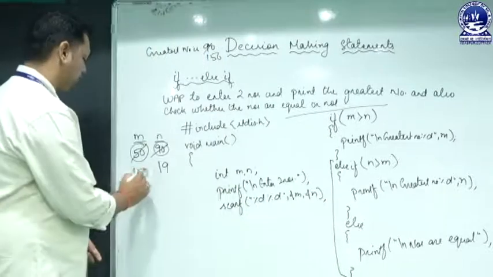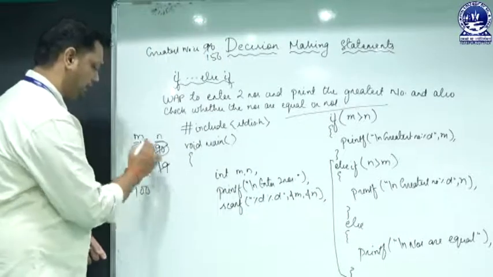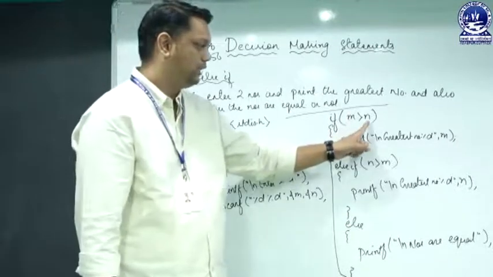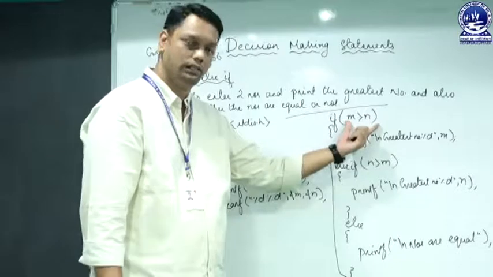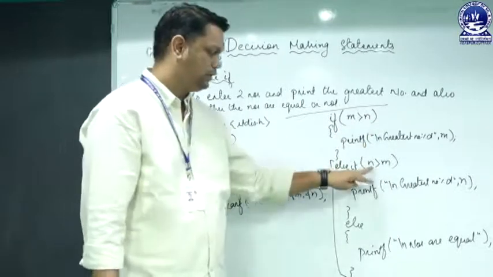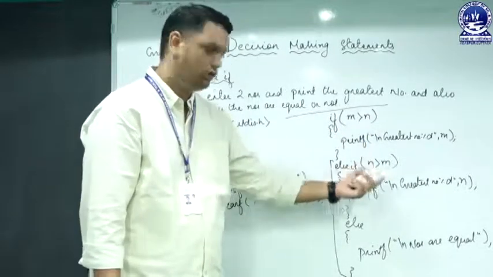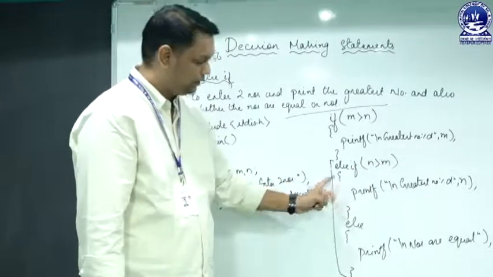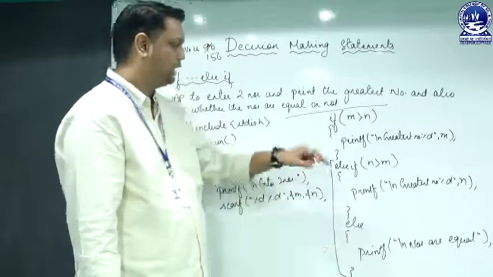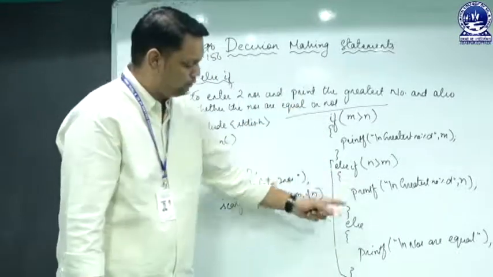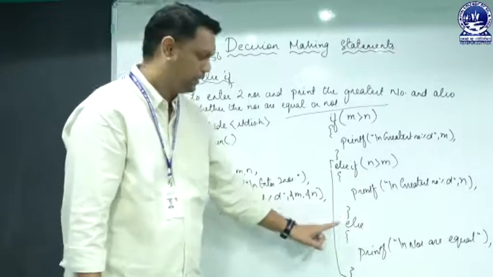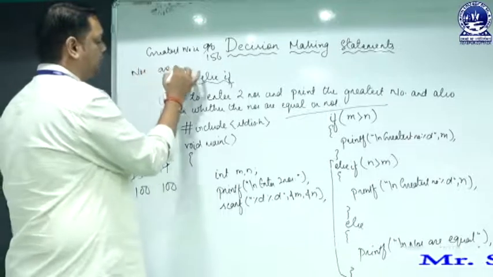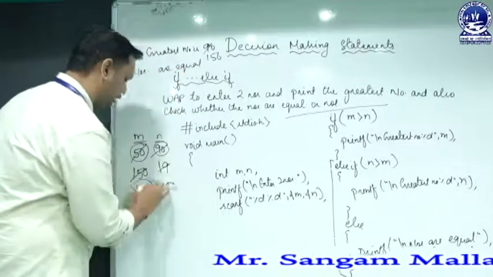Let's say we have another example: I enter 100 in m and 100 in n. Here it will check, is 100 greater than 100? No, false. It will come to the else if part and check again, is 100 greater than 100? No, so it will not enter the if block either. Finally it will come to the else block, which means if all the conditions return false, it finally comes to the else part, and in the else part it will print "numbers are equal", as both the numbers are equal.